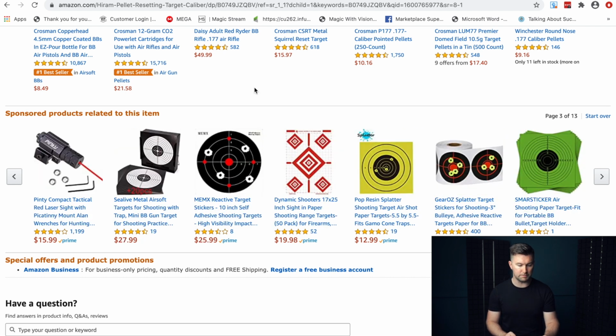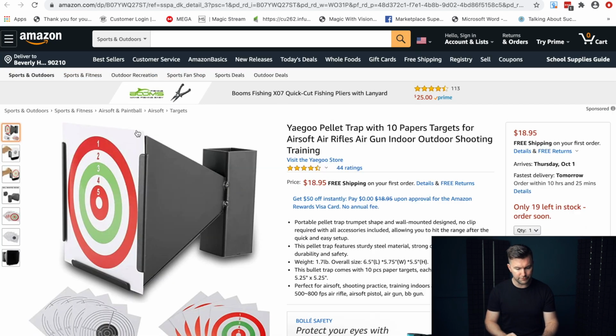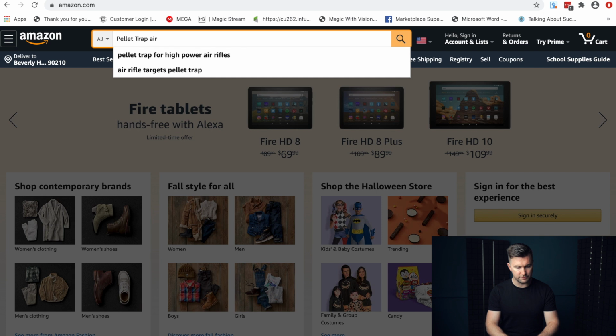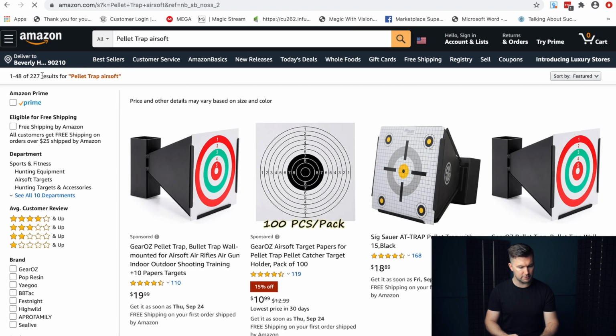I'm going to do it really quickly because again, the idea is I want to give you these products. You can then research these further as a starting point. And I'm not saying to sell these at all. I'm really not. I'm just saying I'm giving you starting points today. Here's the first one. This is a pellet trap with 10 paper targets for airsoft air rifles. I don't know this market very well, but it looks like we can go pellet trap, and we're going to go pellet trap airsoft. I'm going to do that. See what's going on here.